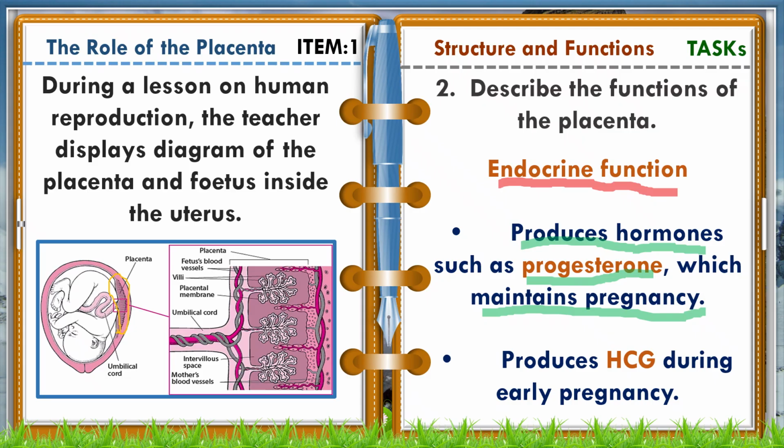Then also the placenta produces HCG during the early pregnancy. This is another hormone which is produced, and this hormone is the one which is going to tell the mother that she is now pregnant. It is an indicator that the woman, the lady, or the girl has become pregnant. It is this hormone HCG that will inform us.